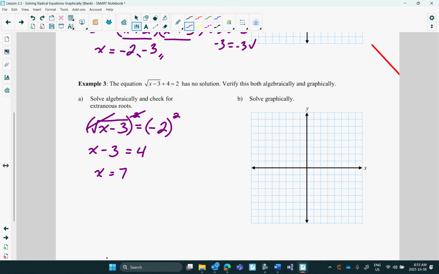But if I check it, does the square root of 7 minus 3, plus 4, equal 2? Well, this gives me 4. Square root of 4 is 2. 2 plus 4 is 6, which does not equal 2. Which means 7 is not a solution, which means there is none. No solution.